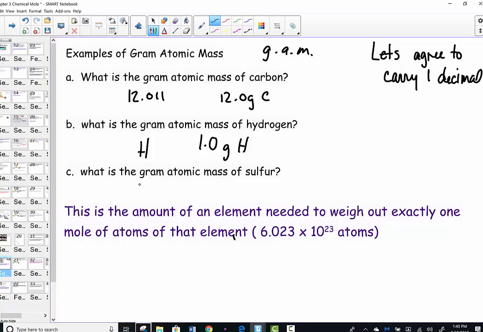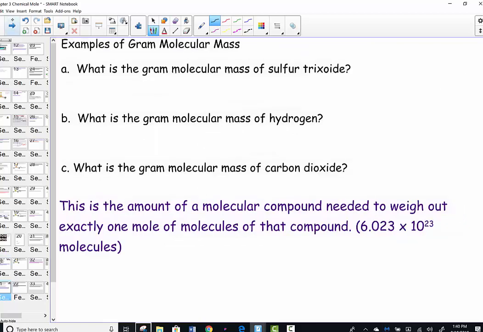And sulfur. When you see that on the periodic table, sulfur has the element symbol S. It says 32.06. Rounding correctly, we should carry that as 32.1 grams. So what I'm asking is let's carry one decimal so we have a common theme as we proceed in our work. So we've just written what's called a gram atomic mass for each of these elements. Keep that work going on your paper.